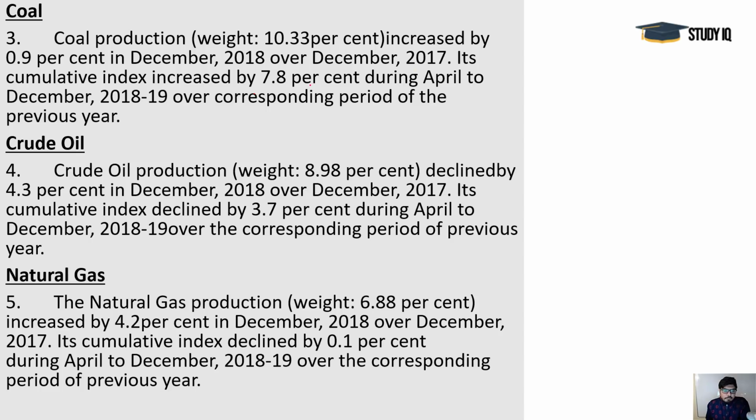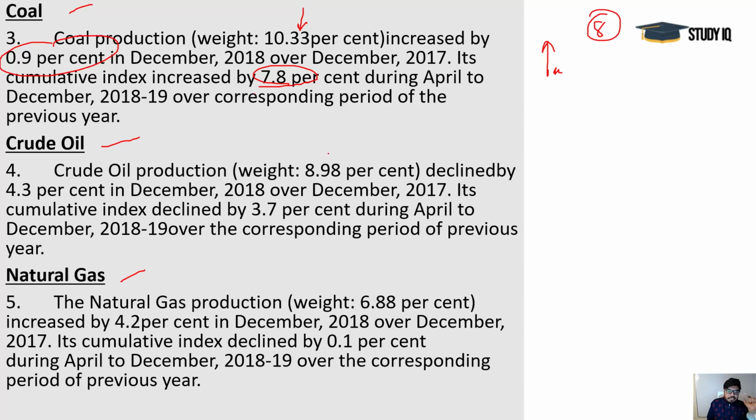You see, from April to December 18, we recorded 7.8% growth with coal. Coal is the first one in the 8 core industries. Okay, these are the 8 core industries. We will be talking about their data. You see, coal increased by 0.9% in December 18. So it's an increase, and the weight of coal among all these 8 industries is 10.33%. Okay, and it was an increase.